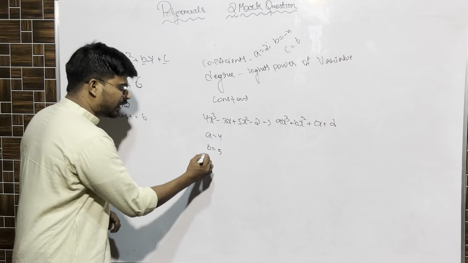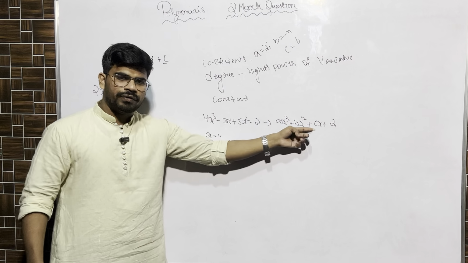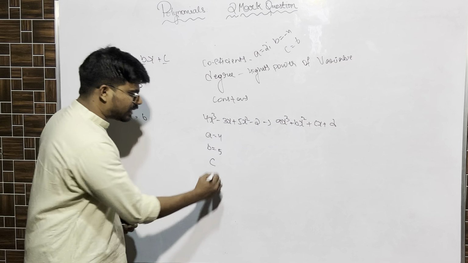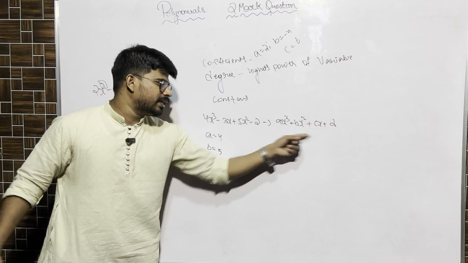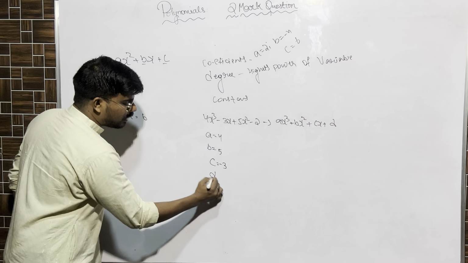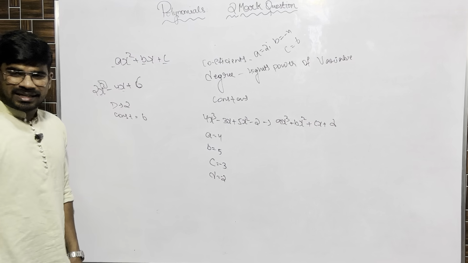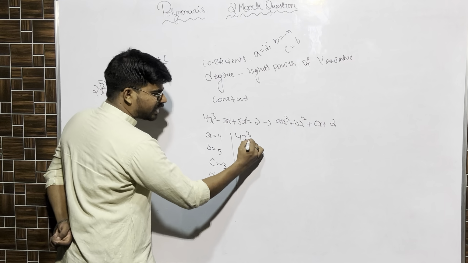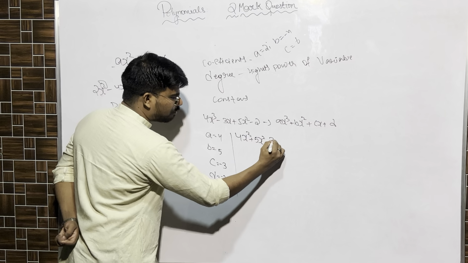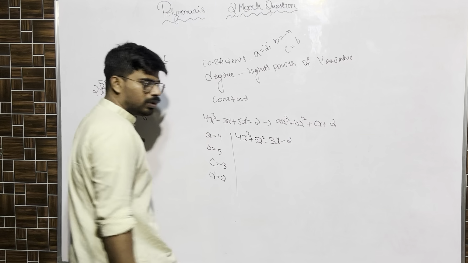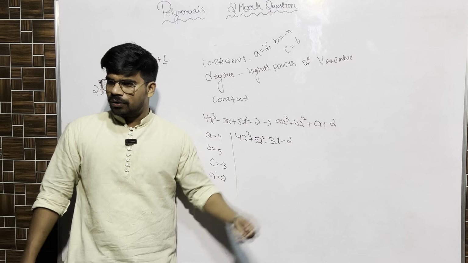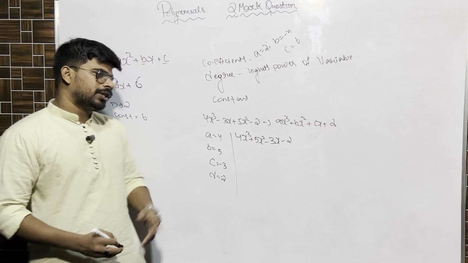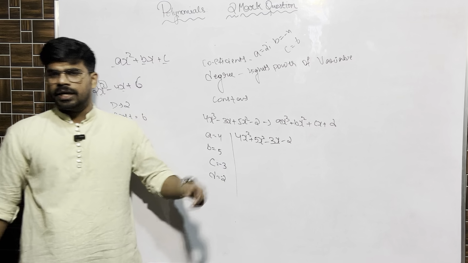Don't get confused. Next is C. C is the x coefficient. Where is the x term? Here. x is -3. C is -3. D is -2. If you can identify it this way, well and good. Otherwise, you just have to rearrange it: 4x cube plus 5x square, you write first, -3x you write second, and -2. Power 3, power 2, power 1, power 0, like that. By rearranging, you can directly tell A, B, C, D.